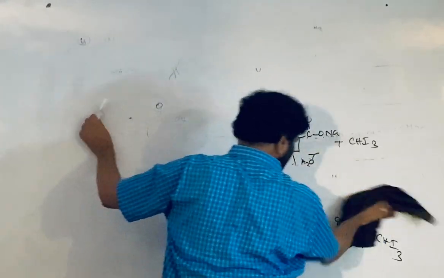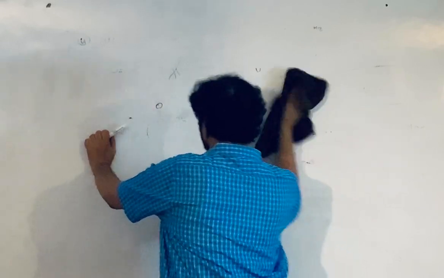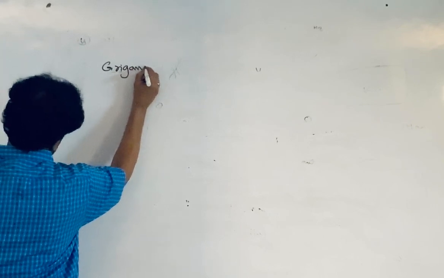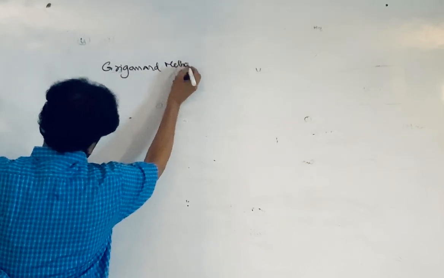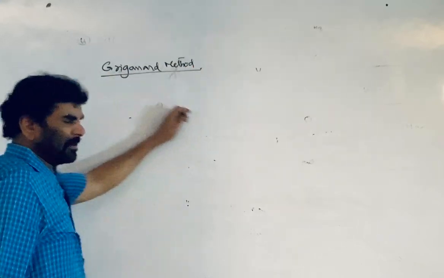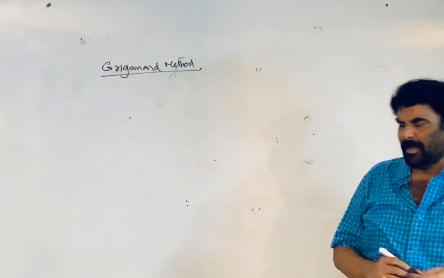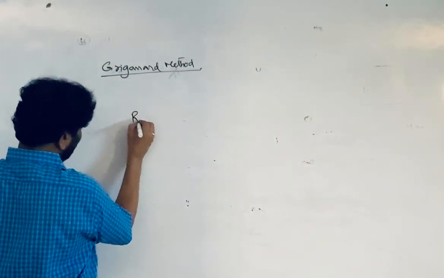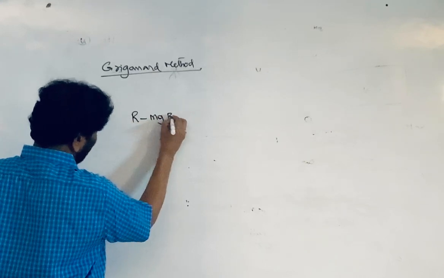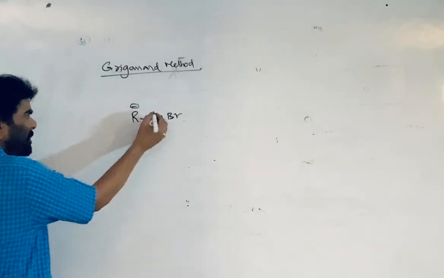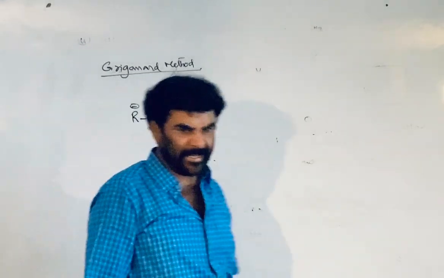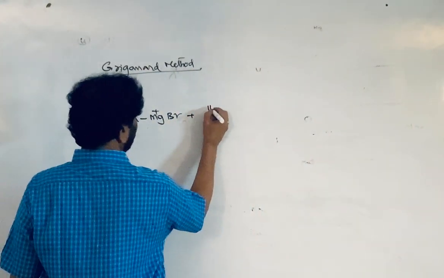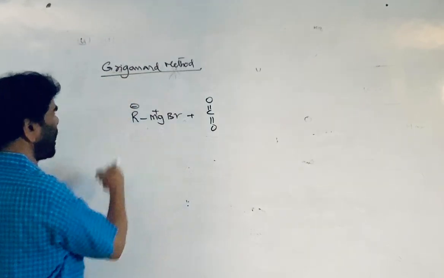Next one is the Grignard method, starting from the Grignard reagent. The Grignard reagent has many reactions, and you know that it is a source of the carbanion, R minus ion. It is a nucleophilic reagent, supplying the nucleophile carbanion. In this method it is treated with carbon dioxide.